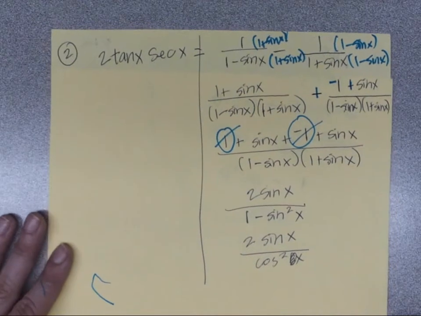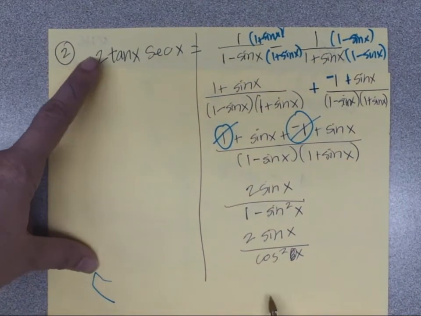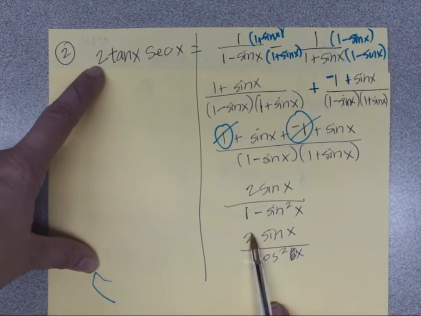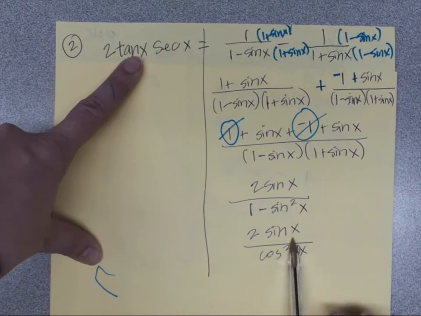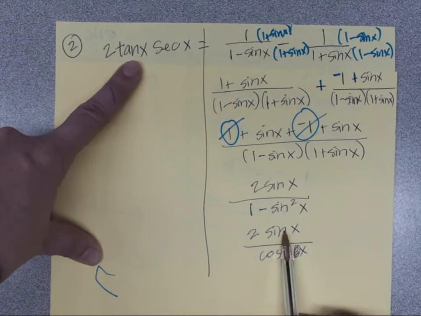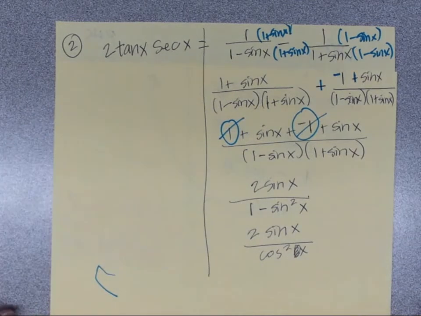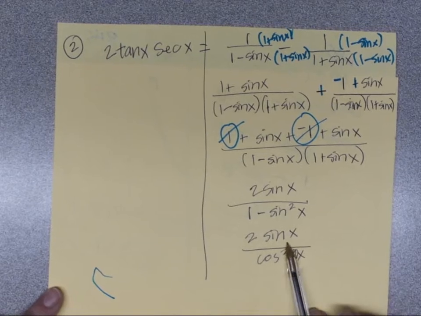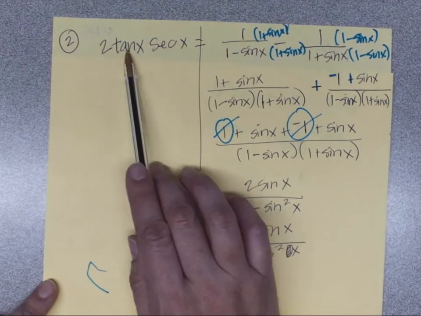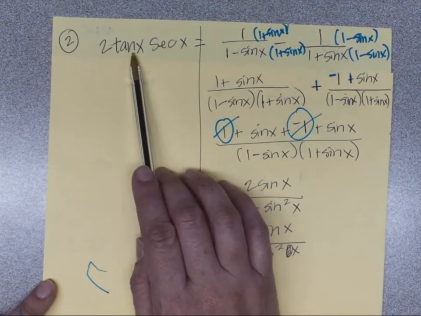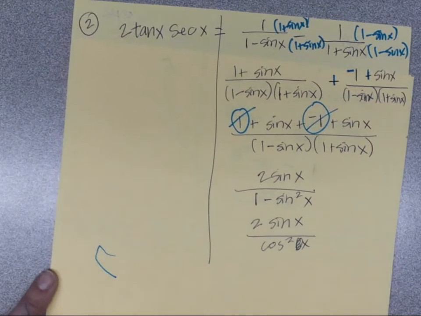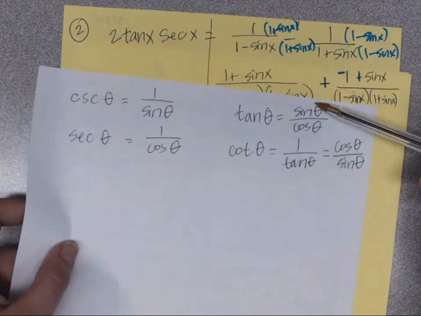Okay, we're getting closer. This is where we're trying to end up. We have the 2. Here, I need to turn this sine x over cosine squared x into a tangent x and a secant x. So the idea here is, how can I turn sine and cosine into tangent and secant? Well, if you remember, tangent is sine over cosine.